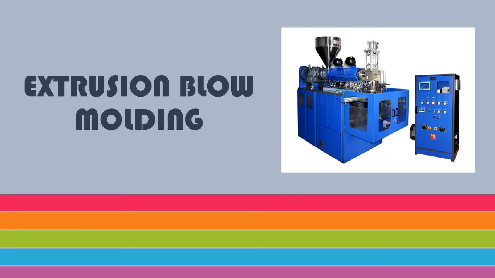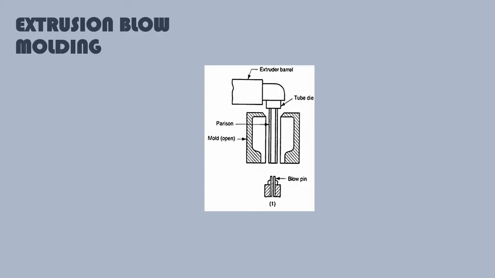Extrusion blow molding. The one shown in the picture is usually used in industry. This is the extrusion blow molding. The labeled parts are the parison, the extruder barrel, the tube die, and the blow pin.